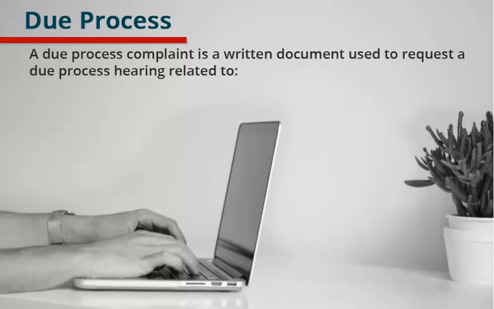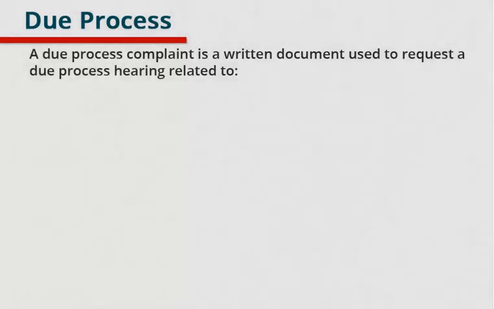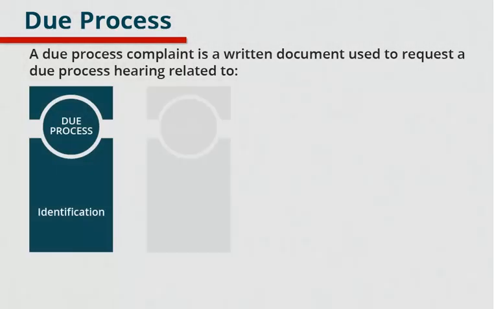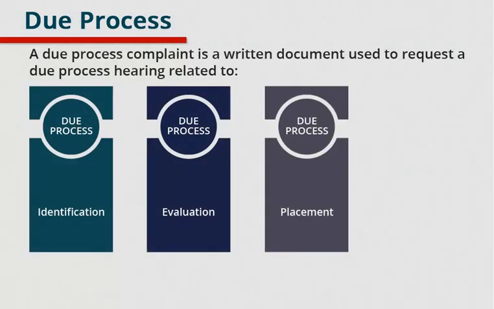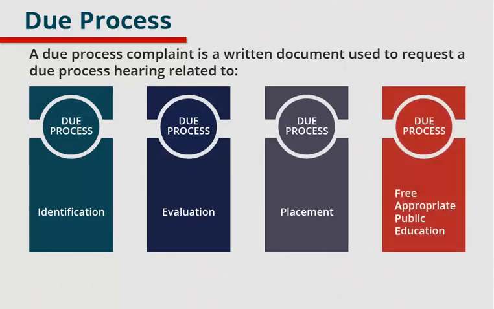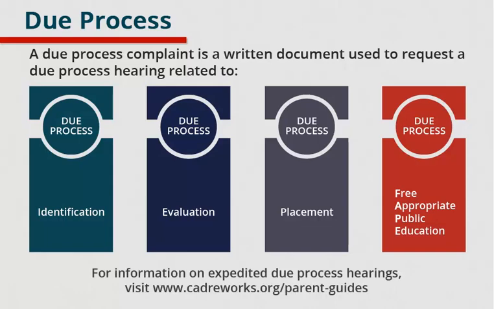A due process complaint, also called a hearing request, is a written document used to request a due process hearing related to the identification, evaluation, or educational placement of a child with a disability, or the provision of a free, appropriate public education, or FAPE, to the child. For information on expedited due process hearings for discipline-related disagreements, see CADRE's Parent Guide Resources on Expedited Hearings.